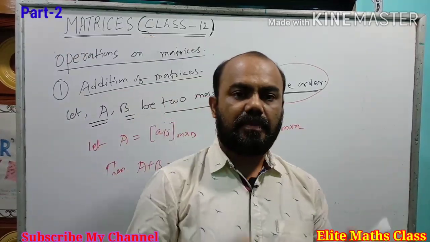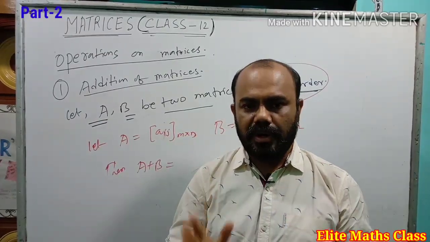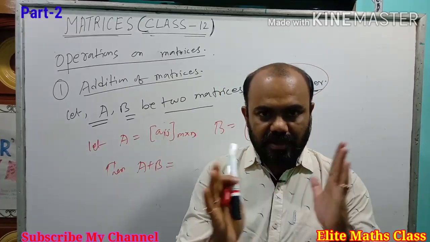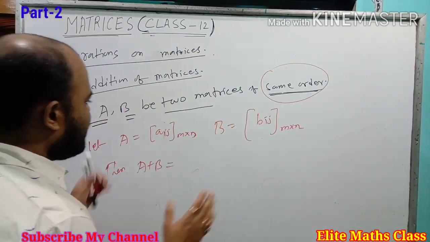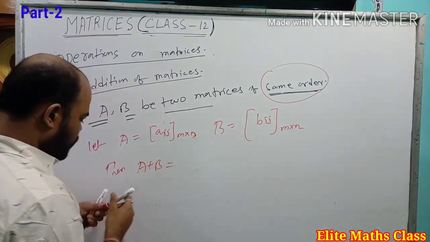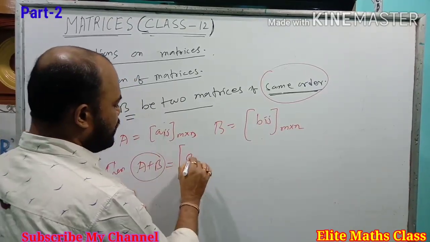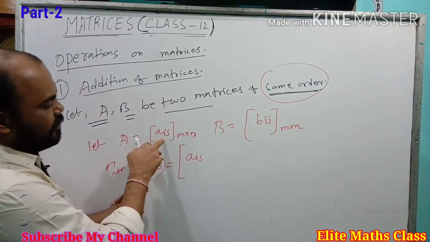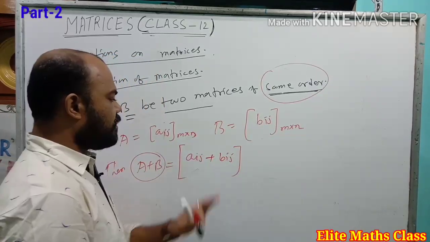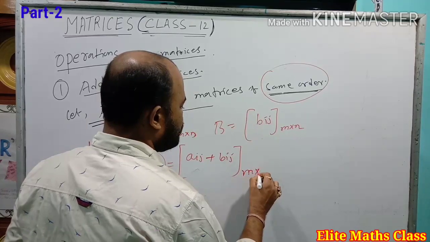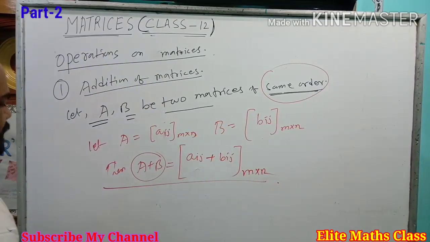How to find the addition of two matrices? If the two matrices are of same order, to find the addition, what we have to do? We will have to find out the addition or sum of the corresponding elements of the two matrices. As they are of same order, there are same number of elements in both the matrices, so we just have to add the corresponding elements. So what will be A plus B? This is the general definition: Aij, that is the ijth element of the first matrix, plus Bij, the ijth element of the second matrix, and the resultant matrix will be of same order. Now let us see an example.